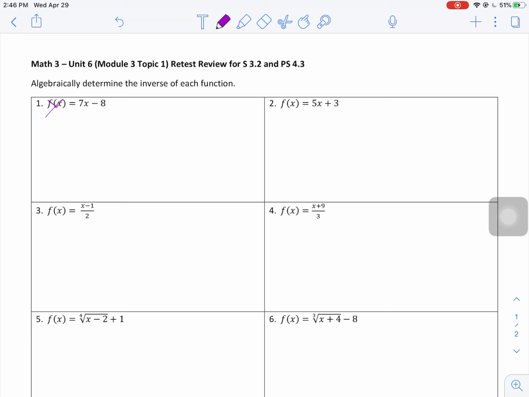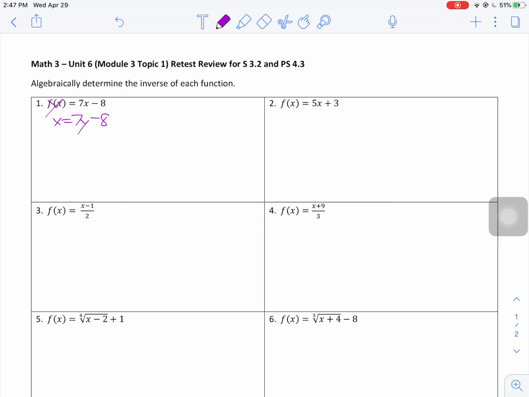Once you've figured that out, the first step is to switch x and y. Nothing else, just the x and the y like that. And again, that's standard 3.2. If you do that, you get a 4 on standard 3.2. And a lot of you currently have 0s or 1s on that standard on this unit's summative. So that's a really easy way to raise your grade.